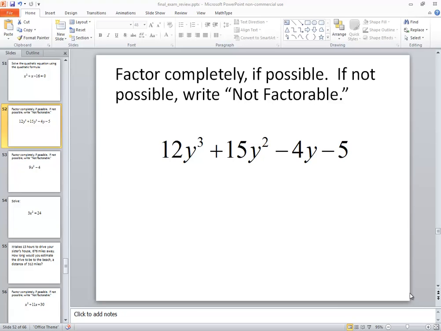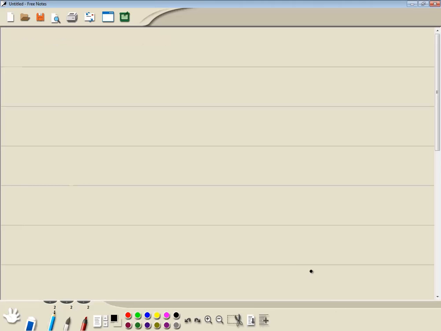In this problem, we want to factor completely if possible. If not possible, write not factorable. So we got 12y to the third plus 15y squared minus 4y minus 5. And let's review our factoring techniques.